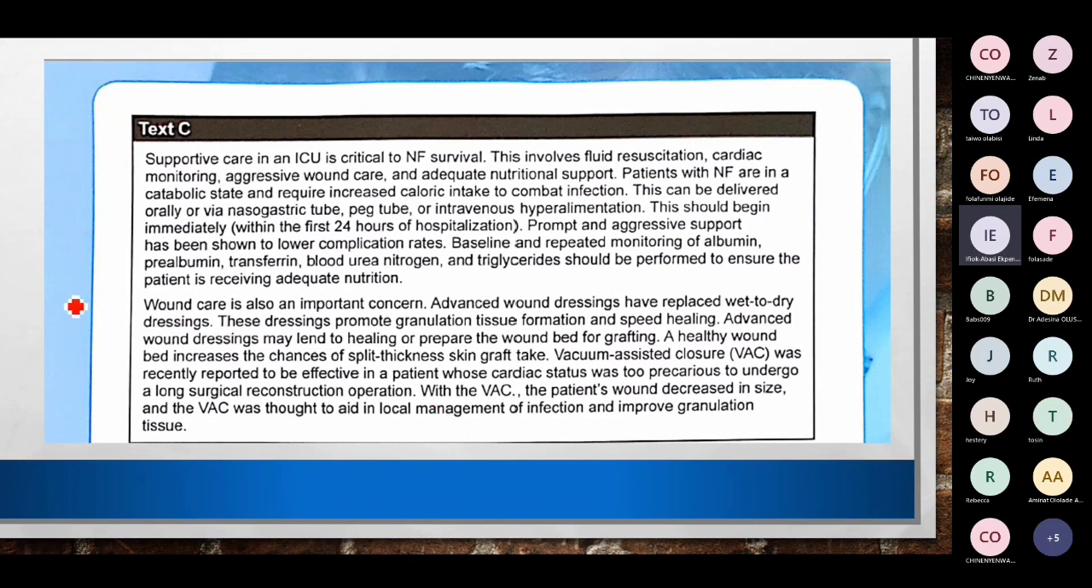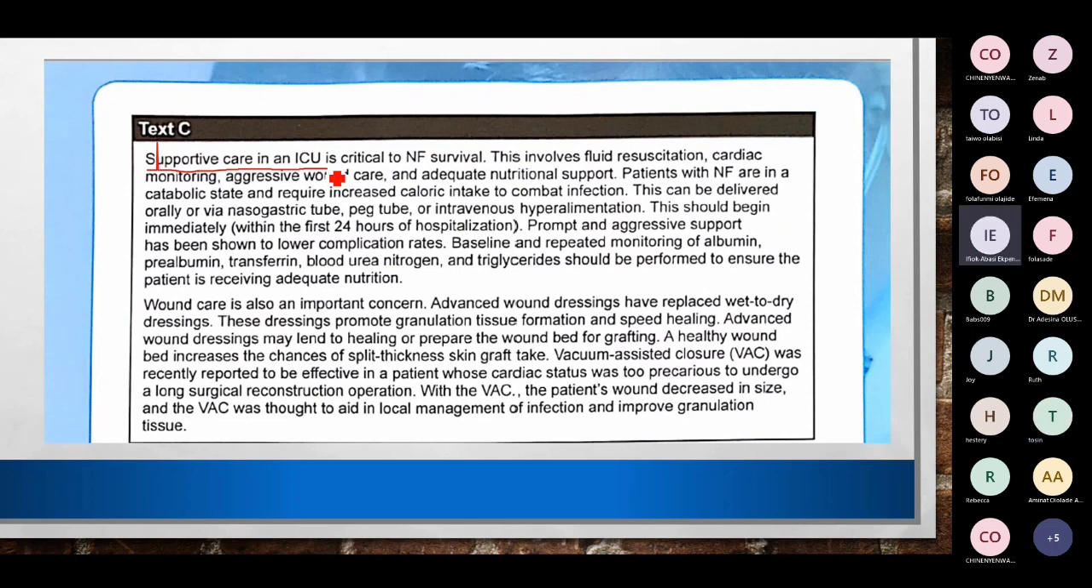Now, this is text C. What's the opening sentence in text C? I'll just see here, supportive care in an ICU. What this entails is that wherever you're going to look for what should be done for a patient in an ICU, you should come to your text C.